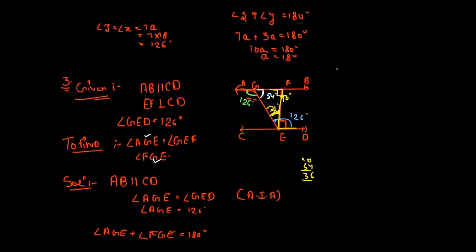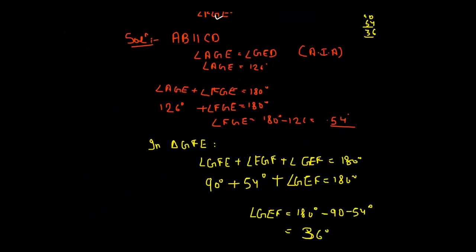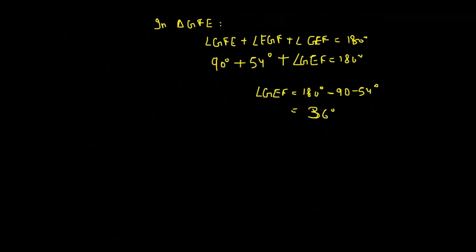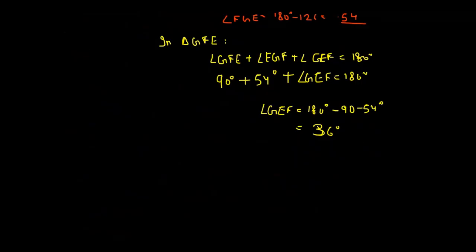Now, question number 4, NCERT. Let's draw the diagram of question number 4 first. This is P, this is Q, this is 110 degrees, this is R, this is S, this is 130 degrees, and this is point T.